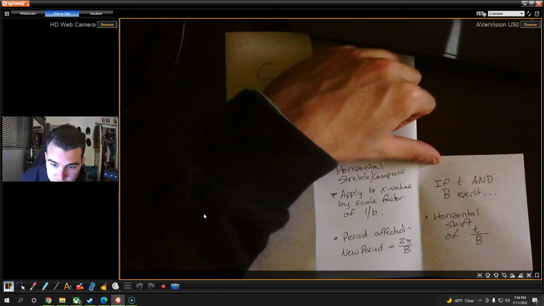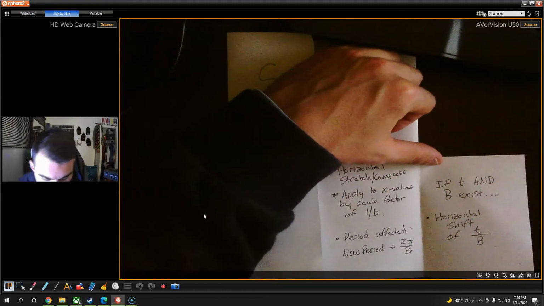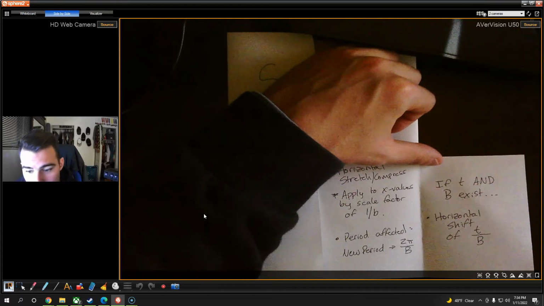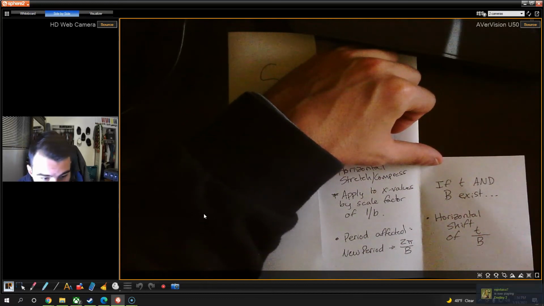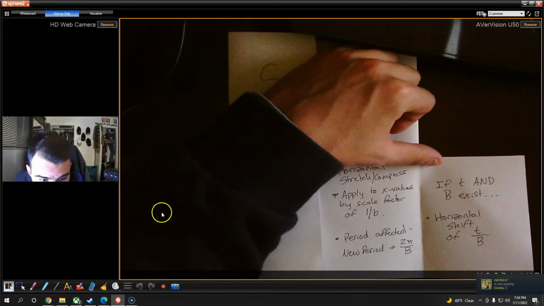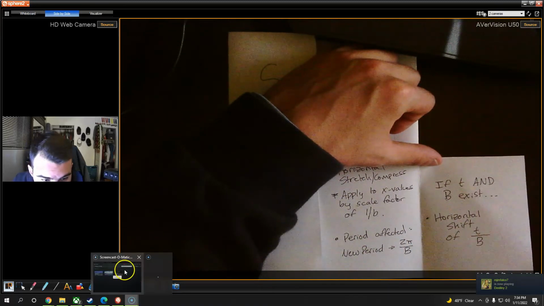Horizontal compress or stretch, you're going to apply it to your x values by a scale factor of 1 over b. And this does have an effect on your period. In fact, your new period will be 2 pi over b. So that is something to note.